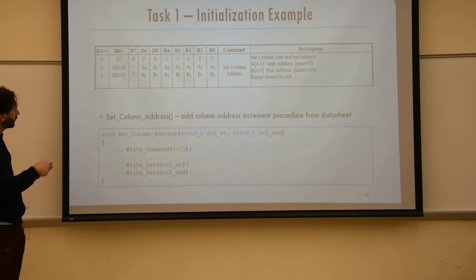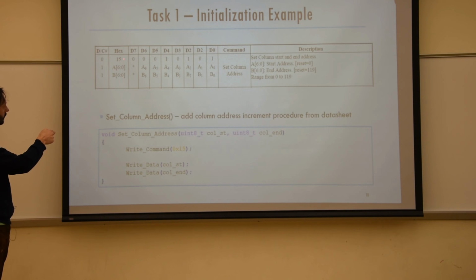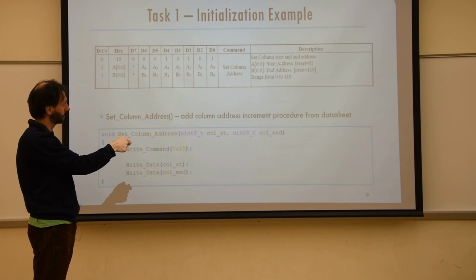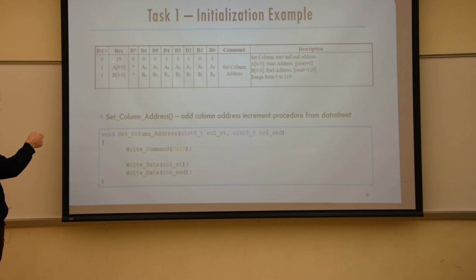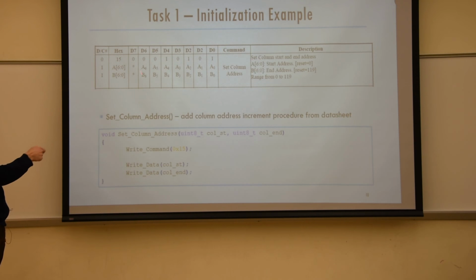So let's look at initialization. You will see these types of things in your data sheet. So here we see, what is this? This is set column start and end address. That's the description of this command. And the command is given by this hexadecimal number. So you write a command to the OLED, which is that hexadecimal number. Now the OLED expects you to be in this mode, meaning that it expects to see a start address and next an end address. So you write data now, which is first your column start and then your column end.